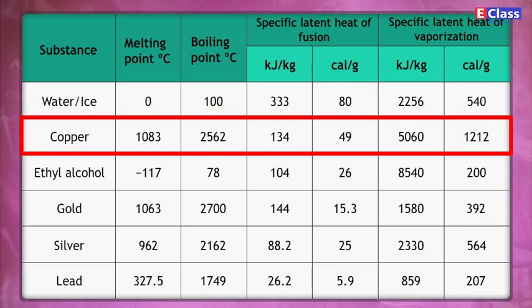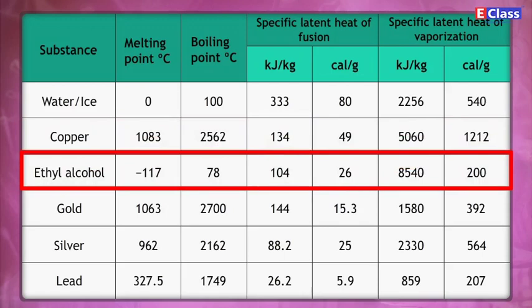Substance: copper. Melting point: 1083 degrees centigrade. Boiling point: 2562 degrees centigrade. Specific latent heat of fusion: 134 kJ per kg, 49 cal per g. Specific latent heat of vaporization: 5060 kJ per kg, 1212 cal per gram.